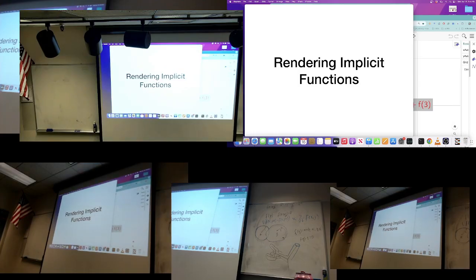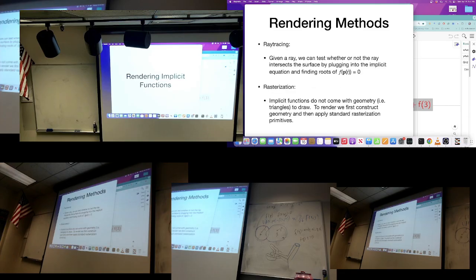Okay, now we use the implicit function to show our imagination about the shape itself. Now we need to do ray tracing or rasterization. That is, for each ray, you know how to generate the ray. We need to check whether the ray intersects the surface or not.